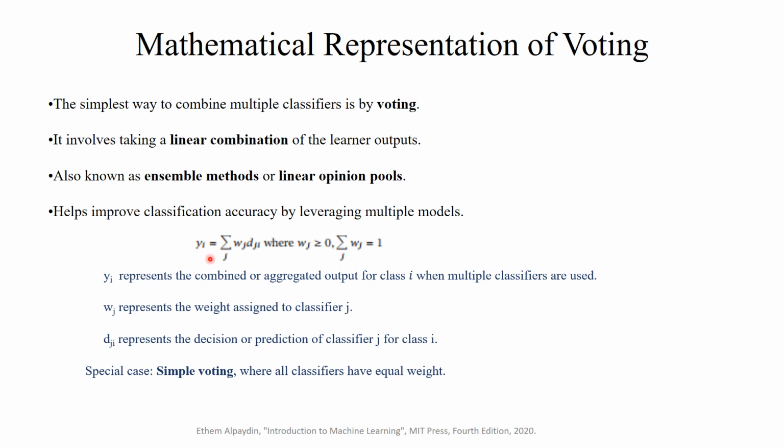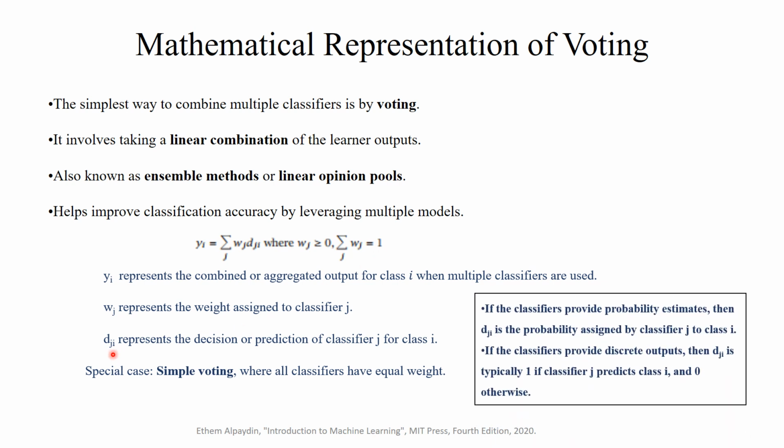So yi, the aggregated or combined output, is equal to the summation of wj times dji, that is, the weight assigned to the classifier j and the decision or prediction of the classifier j for the class i. So we are summing up the products for different classifiers. j represents the classifier. Here, wj should be greater than or equal to 0, and the summation of the weights assigned to the j classifiers should be equal to 1.